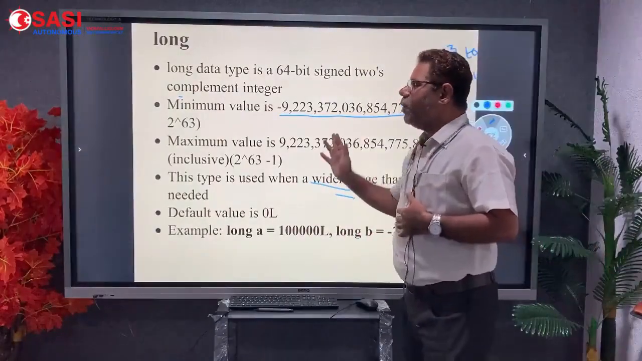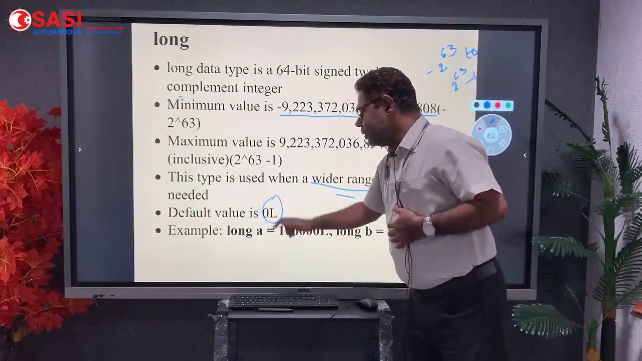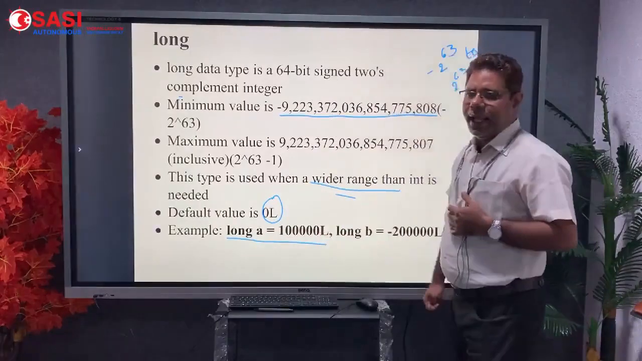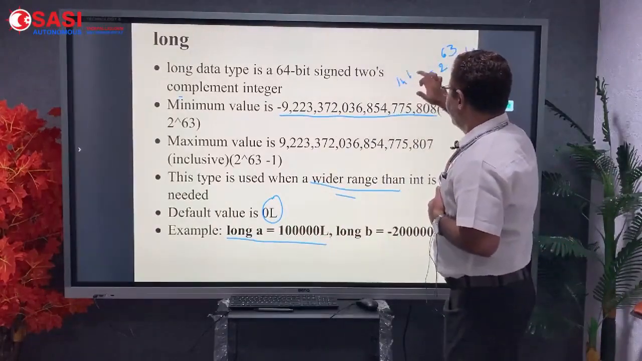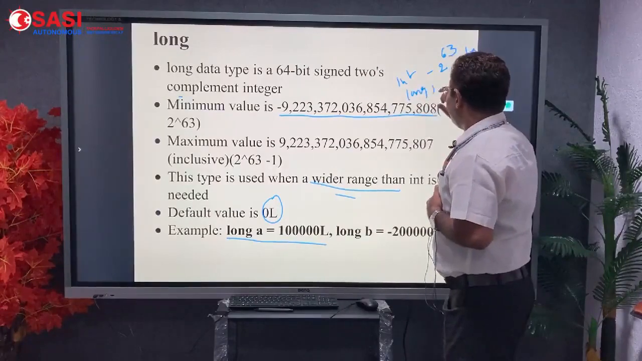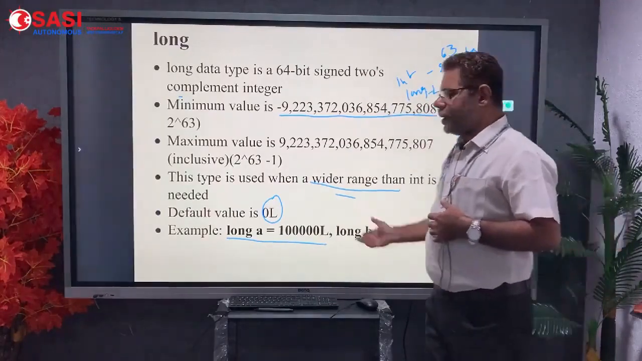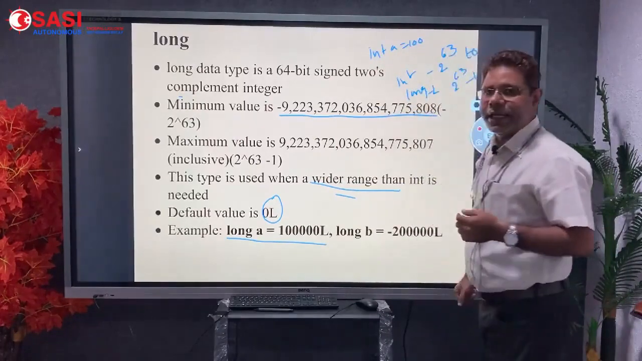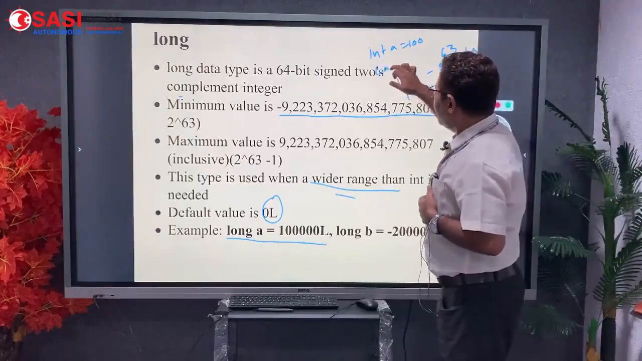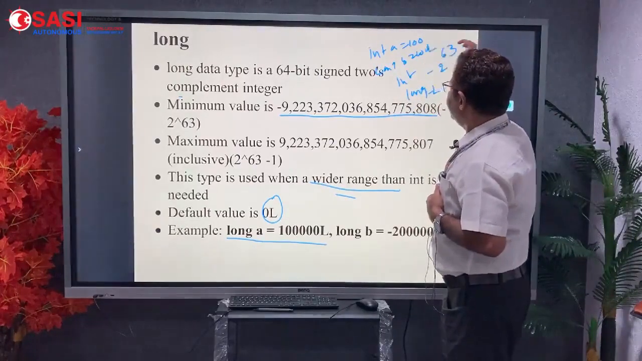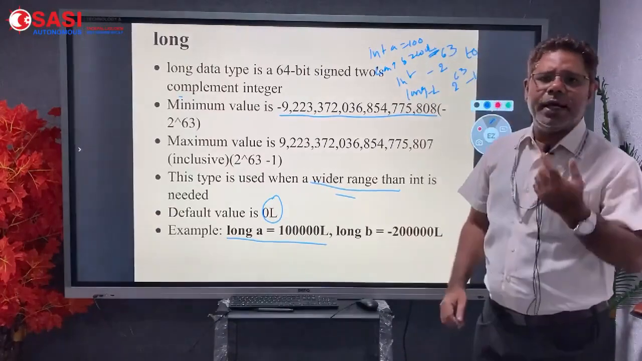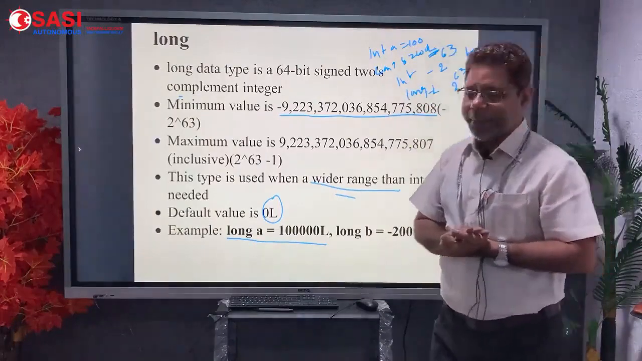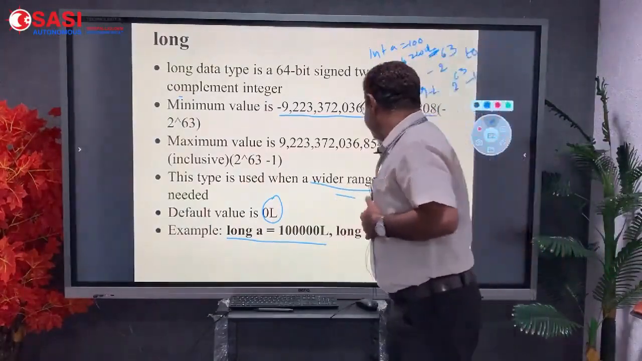The default value of the long is 0. The next example is long A equal to 1 lakh L. The difference between the int and the long is that we can put L for the long. For example, int A equal to 100. So A is the integer data type. For example, long B equal to 100 L. When we put the L, that means this will take the longer value. That means the B variable is the long data type.